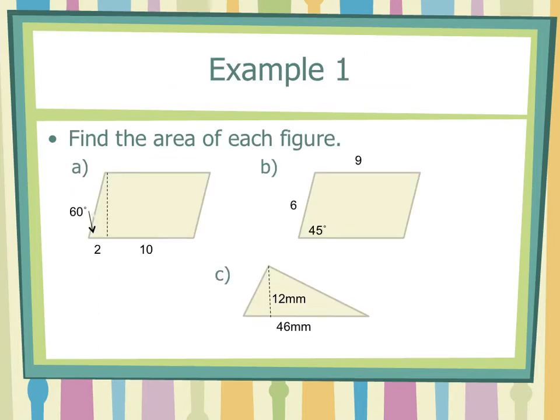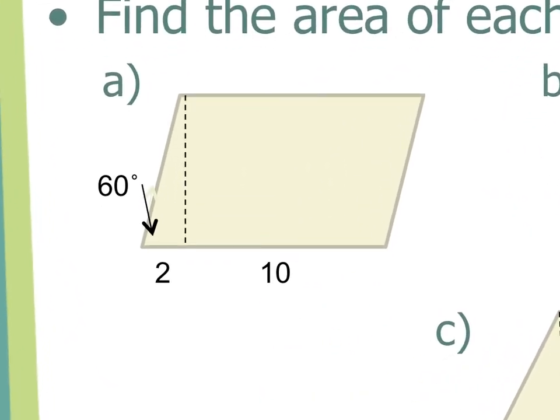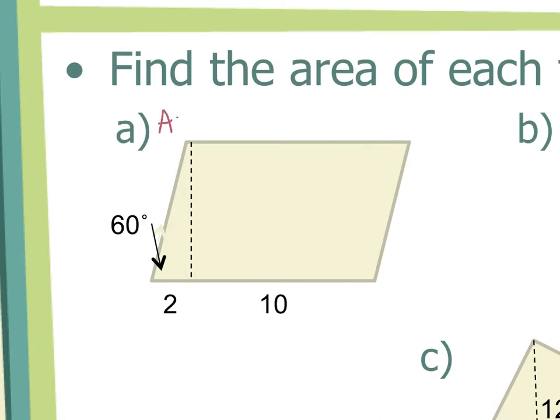So next we're going to find the area of each figure. So here are some examples. First we have a parallelogram. The area for the parallelogram is base times height. So when we're looking at the base, we have to look at the length of the whole base. So here, our base is going to be 12. So next we have to try to find the height, which is going to be the perpendicular line from the top to the bottom. So this line right here is our height.